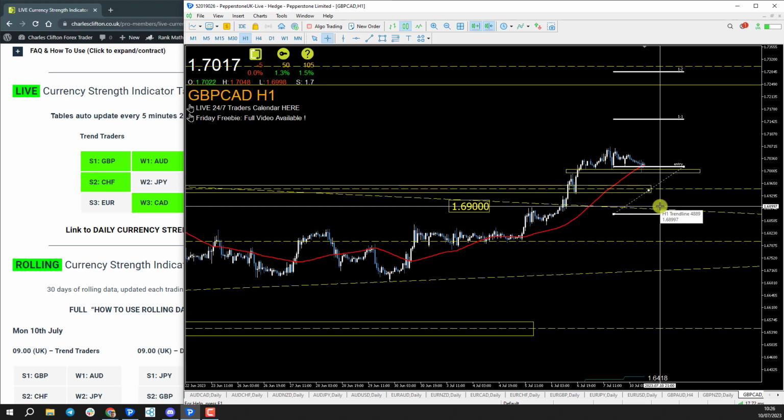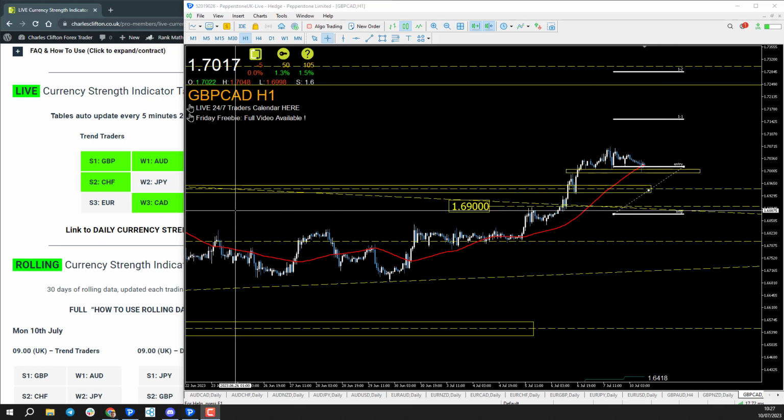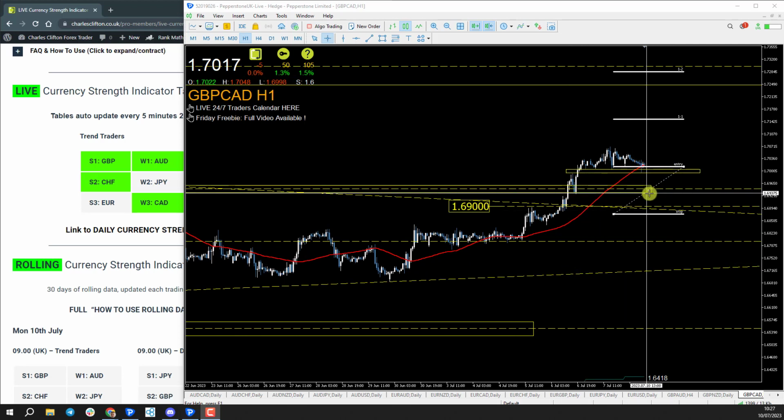It brings you below the 169, which will then give the market that kind of space to move and basically breathe.